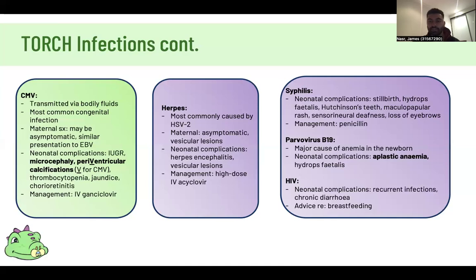Parvovirus is a very big cause of anemia in the newborn, and your main neonatal complications would be aplastic anemia, so that's, again, a bit buzzwordy, and hydrops fetalis. HIV is not so common anymore, just due to all the screening, but the main neonatal complications would be recurrent infections and chronic diarrhea, although nowadays HIV is very rarely passed on to neonates. The main aspect of management is just advice to the mum regarding breastfeeding, etc.